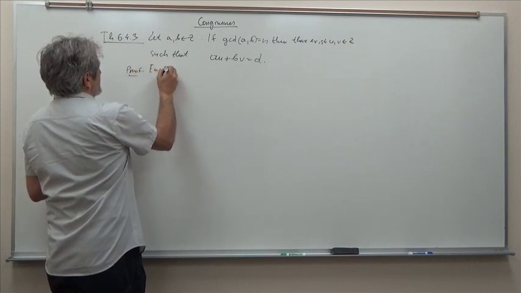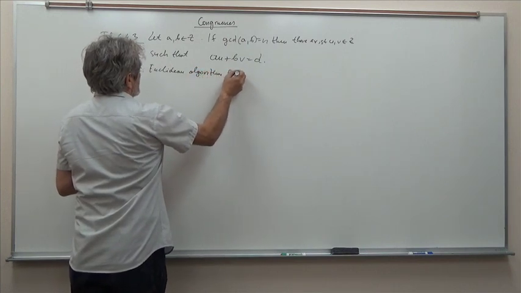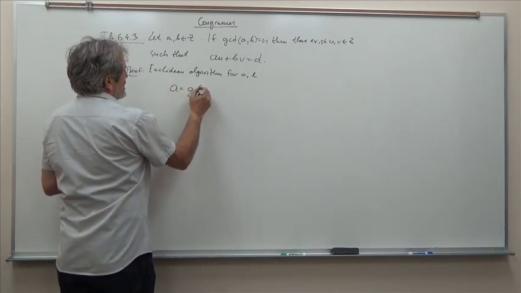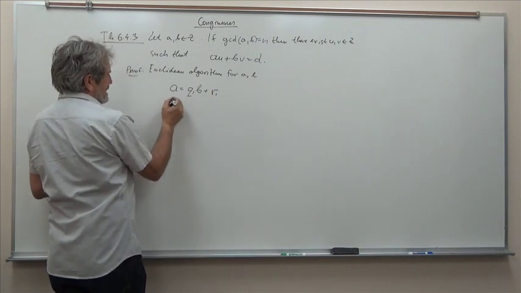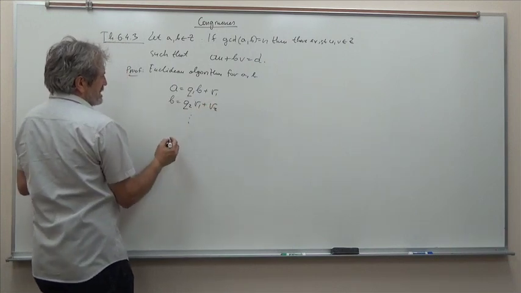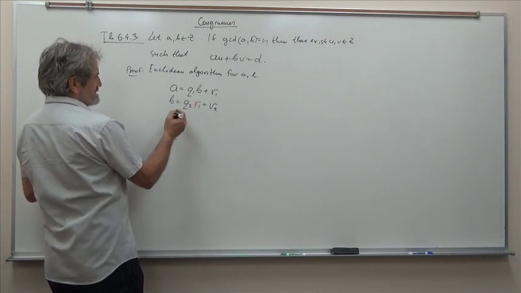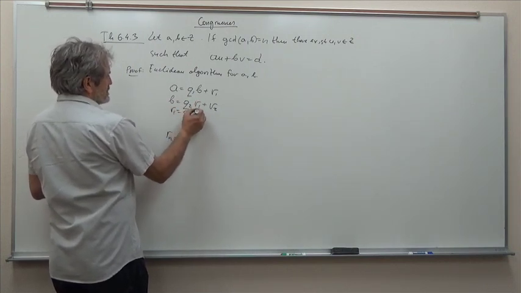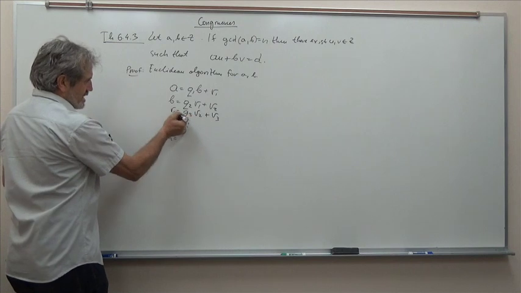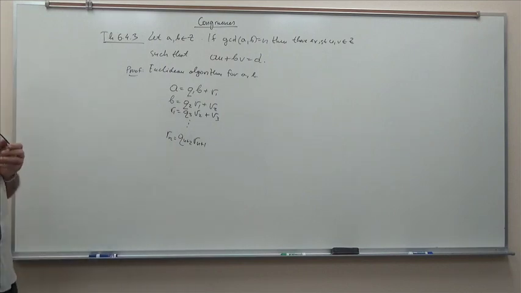If you look at the Euclidean algorithm for A and B, it looks like this. A equals Q1 B plus R1. Then B equals Q2 R1 plus R2. Then R1 equals Q3 R2 plus R3. So if it's Rn here, Q has a twice bigger index, so it would be Qn+2, Rn+1, and let's say there's no remainder.